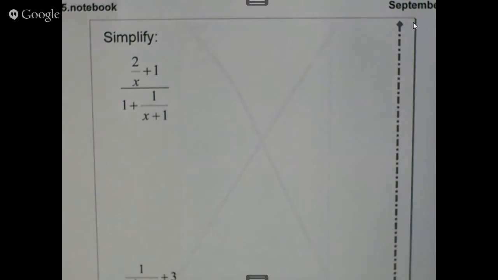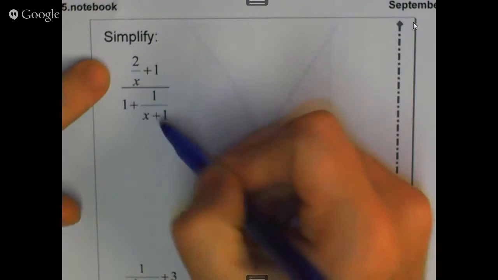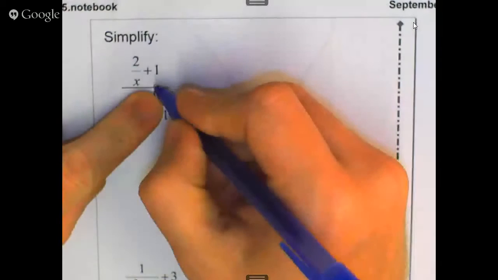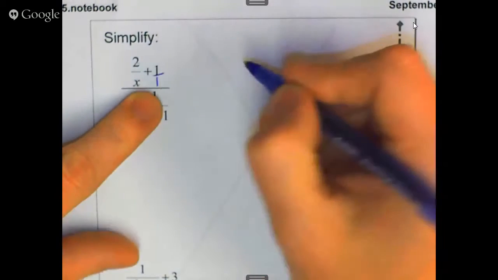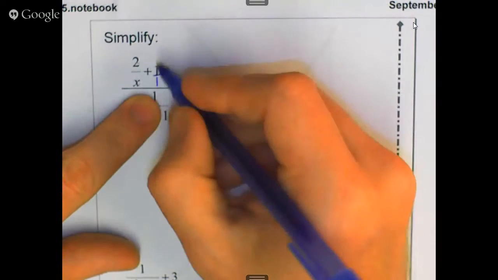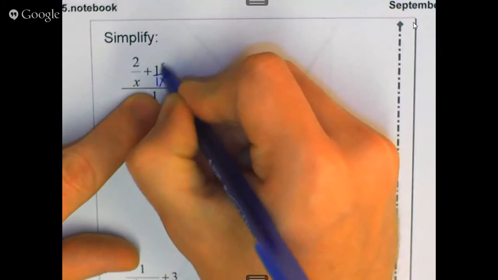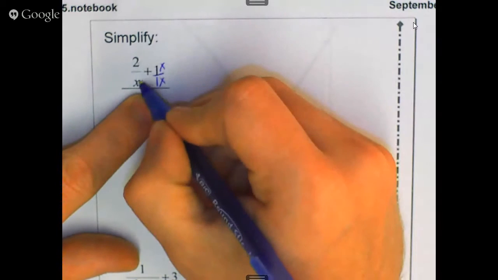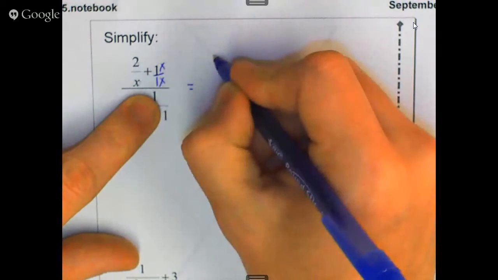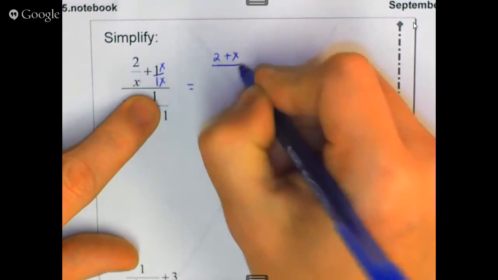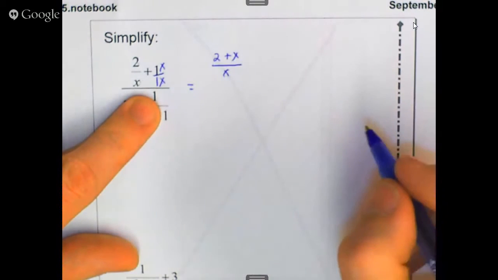Okay, so I'd want to factor everything if I could, but I don't see anything I can factor. So start here in the top. 2 over x plus 1. Well, this is 1 over 1, and my denominator's got to be an x. So I'll put an x here and an x there. So I have 2 over x plus x over x. Well, that simplifies to 2 plus x over my common denominator, which is x.